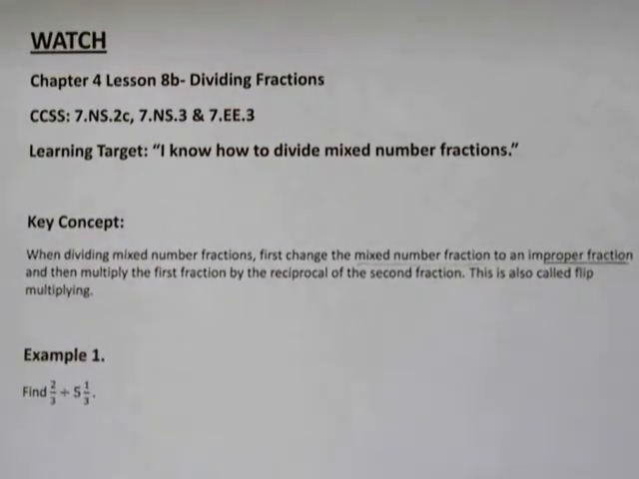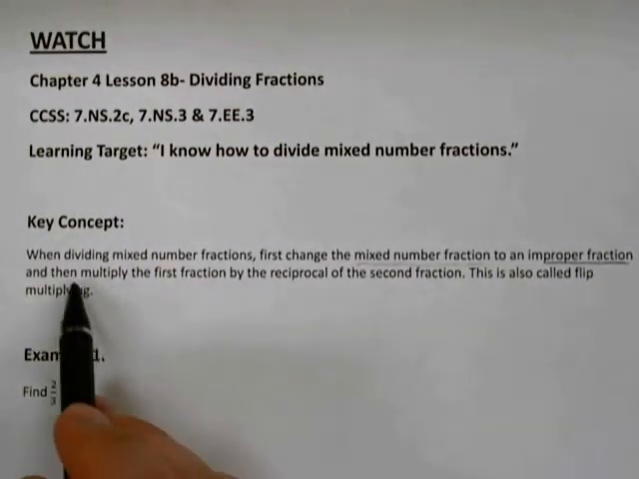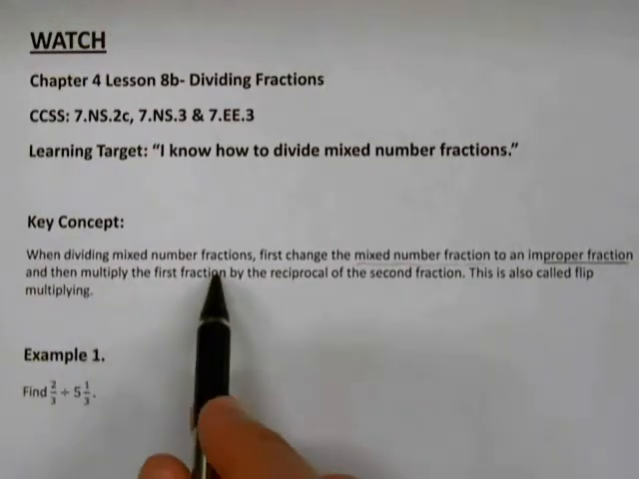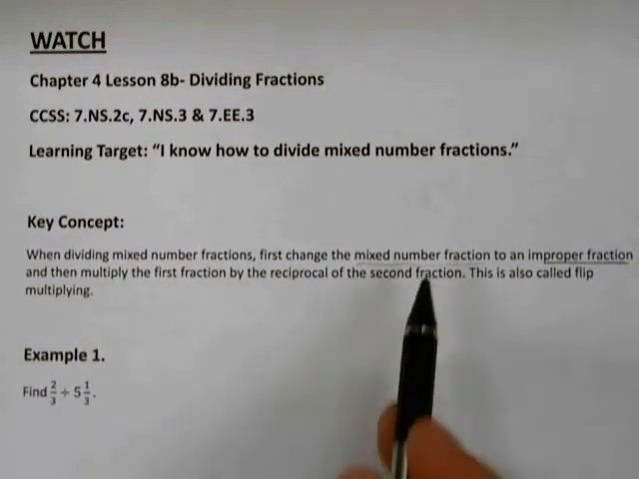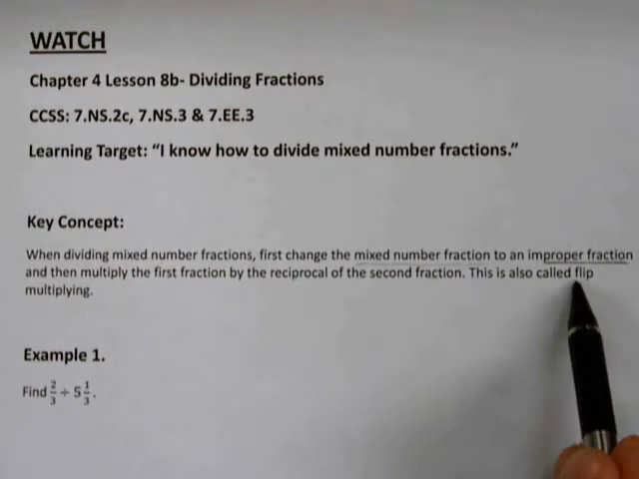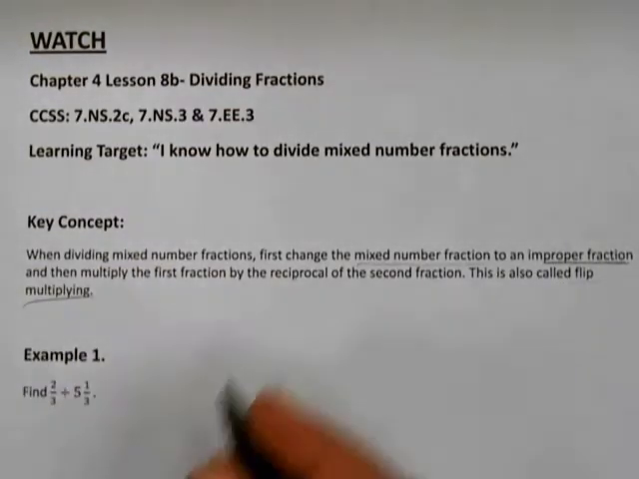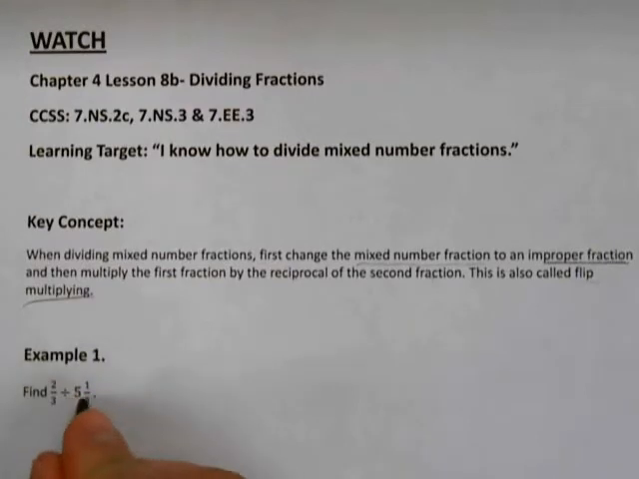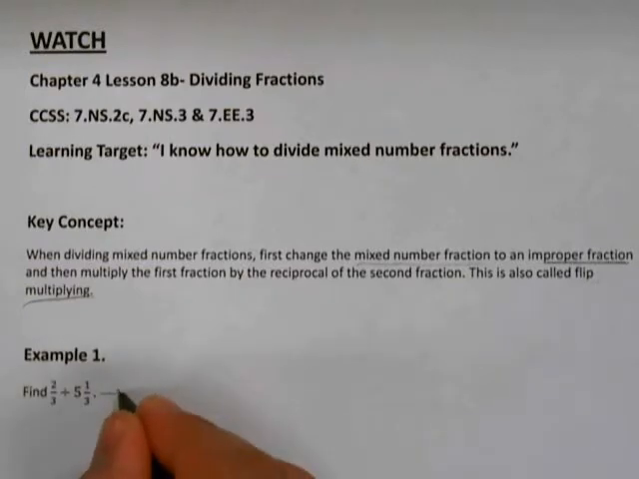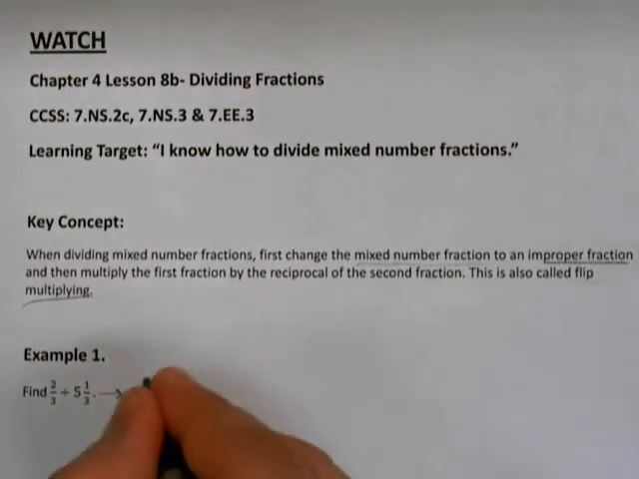Change the mixed number fraction to an improper fraction, and then multiply the first fraction by the reciprocal of the second fraction. That doesn't change. It's called flip multiplying. So let's do this first example here, and we need to find 2/3 divided by 5 and 1/3. The first thing I'm going to do is rewrite this and change the mixed number fraction to an improper fraction.